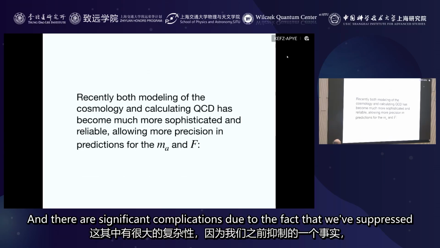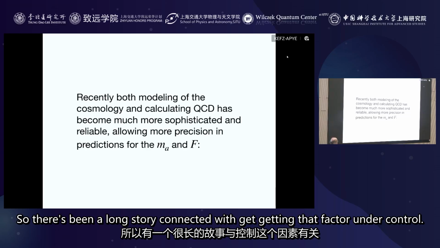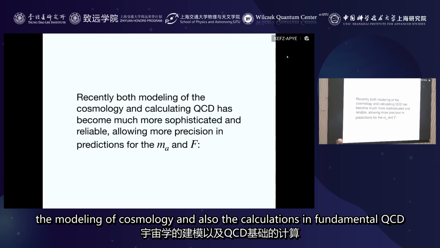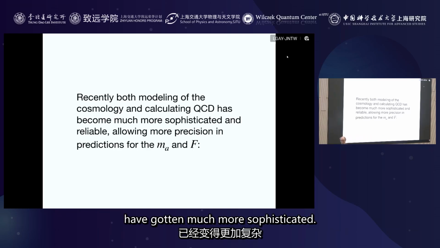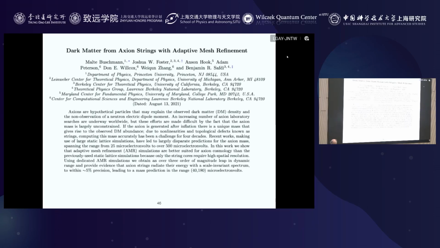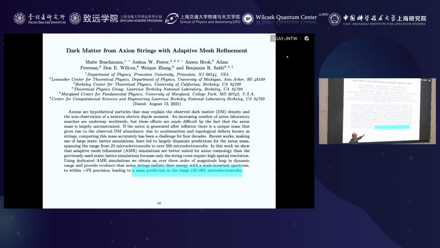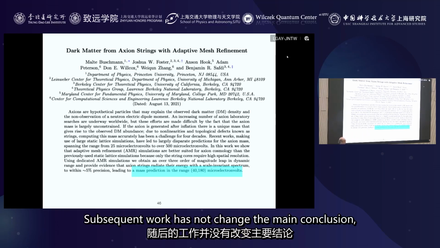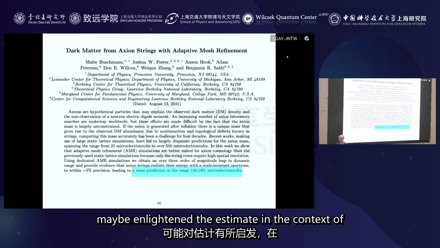and there are significant complications due to the fact that the axion field can also change in space. So there's been a long story connected with getting that factor under control. But over time, the modeling of cosmology and also the calculations in fundamental QCD to relate the parameters of the fundamental Lagrangian to the parameters of the observed particles have gotten much more sophisticated. And here's a fairly recent representative of the state of the art. Subsequent work has not changed the main conclusion, but made the error estimates more reliable, maybe, and tightened the estimate.